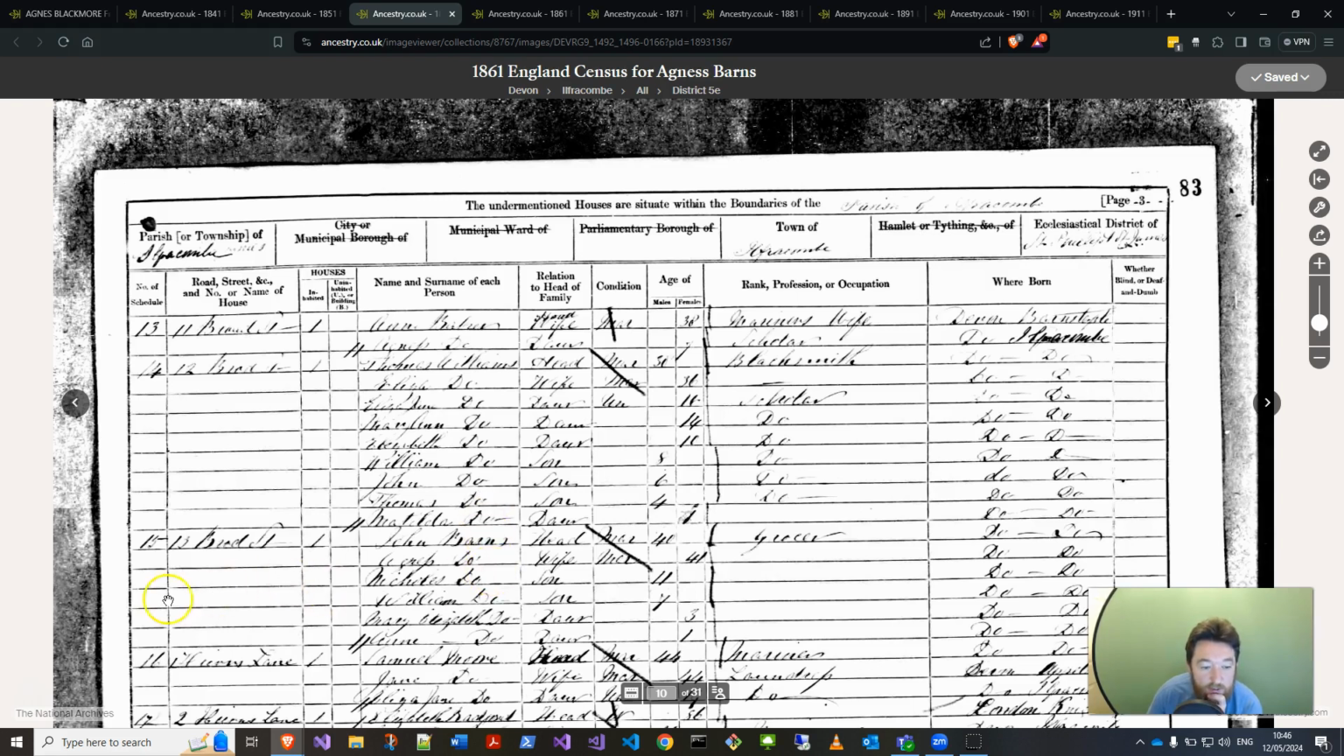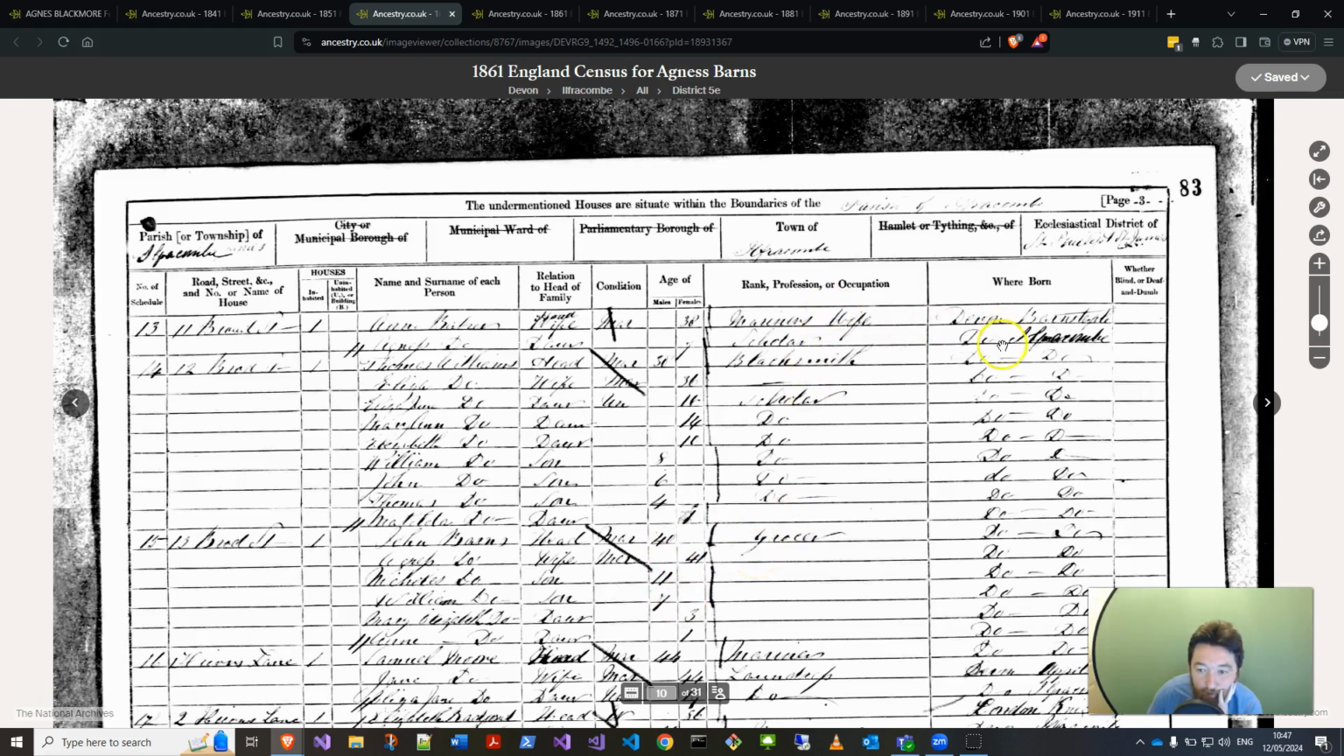Now, I don't know whether it was the scanning that was done or whether there was a shortage of ink. If anyone can tell me, please do say in the comments. But again, we've got a similar thing, name and surname of each person, and we've got the relation, condition, age. Why you have to put an age of a male or a female in a different column is beyond me, but anyway.